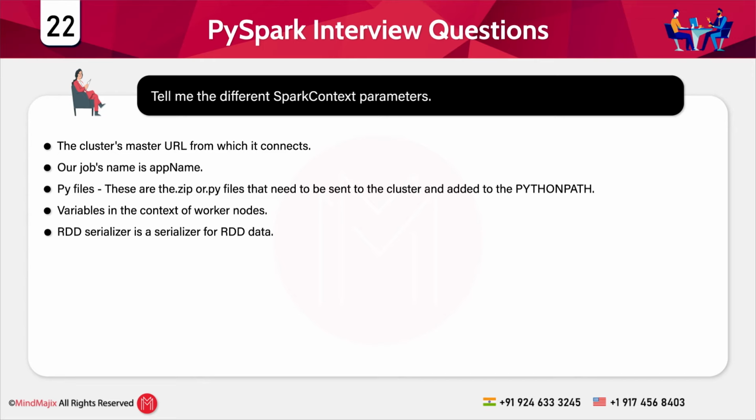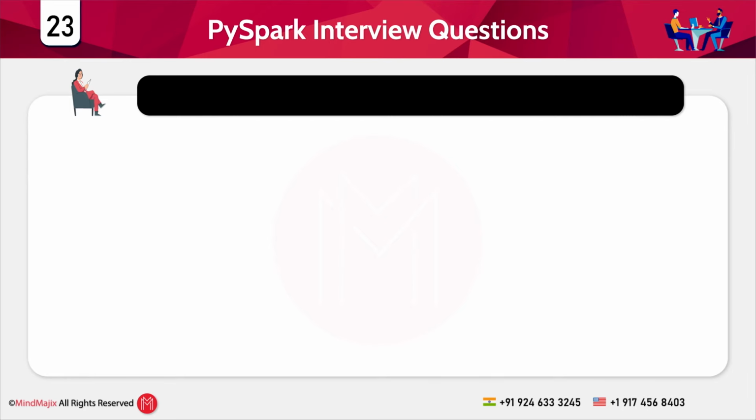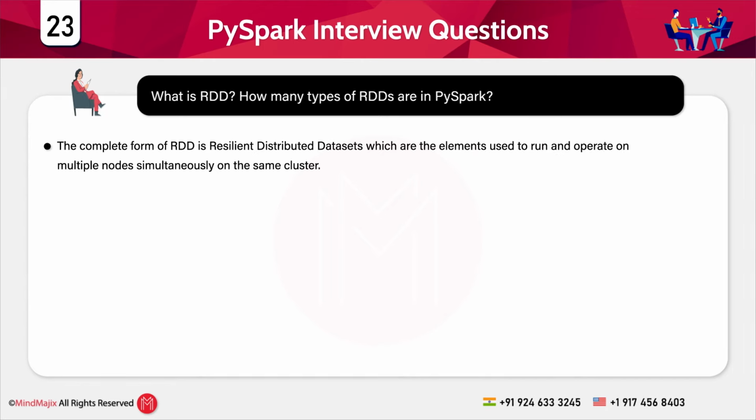Java Spark context object. The next question is, what is RDD and how many types of RDDs are present in PySpark? So guys, this is one of the most important questions of PySpark. The complete form of RDD is resilient distributed datasets, which are the elements used to run and operate on multiple nodes simultaneously on the same cluster.